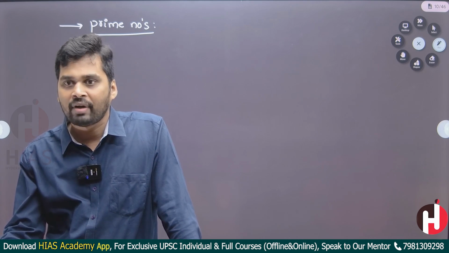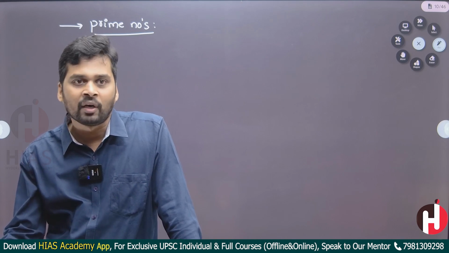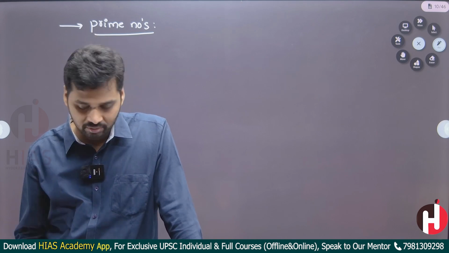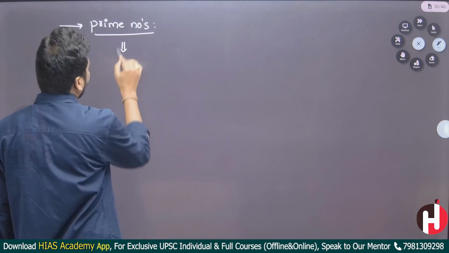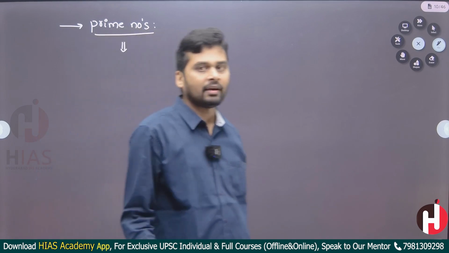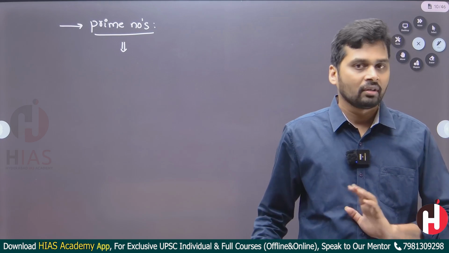2, 3, 5. Prime numbers, you know, right? 2, 3, 5, 7, 11. All these are examples for the prime numbers. So, by the way, a prime number means any number which has only 1 and the number itself as factors.